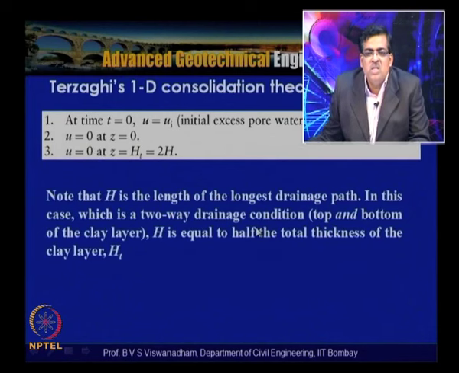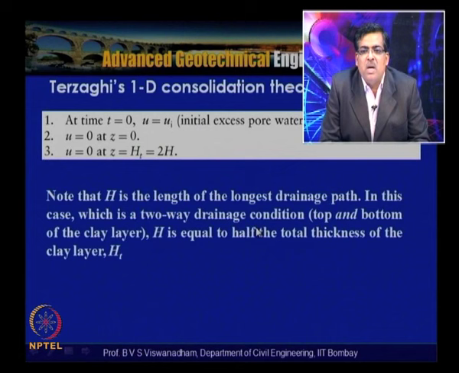Note that H is the length of the longest drainage path, and in this case of two way drainage, top and bottom of the clay layer, H is equal to half of the total thickness of the clay layer. So half of the water in the voids flows upward, and half of the water flows downward to the bottom drainage layer.